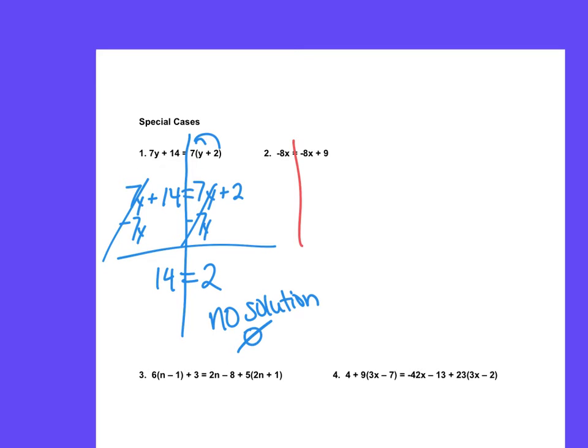Okay, so on this one, no distribution, no fractions, just got to get it down to one variable. I see I have 8x on both sides, so I'm going to add an 8x over. I end up with 9 equals 0. Also a contradiction, right? A no solution, good. Moving right along.